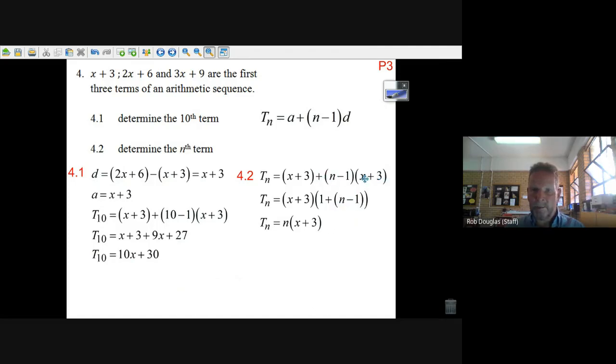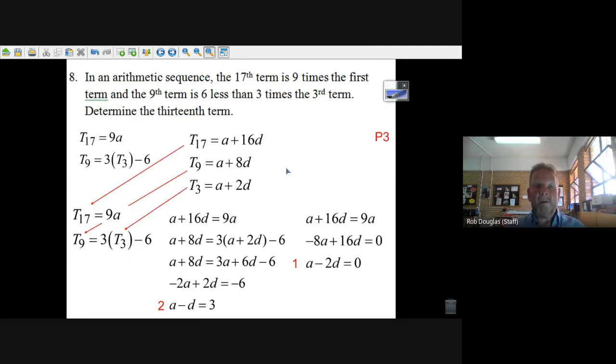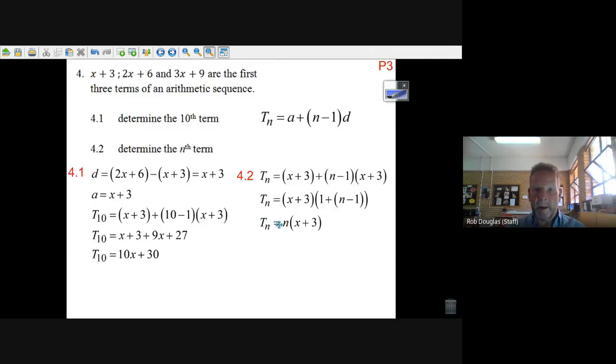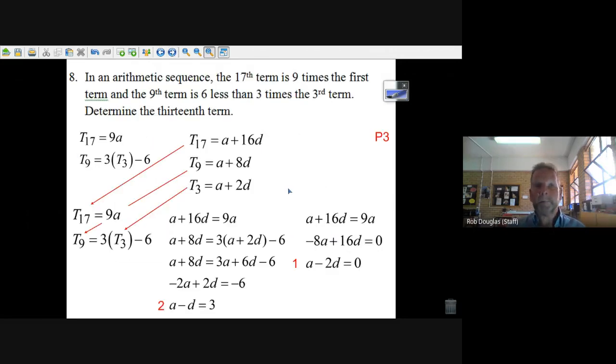Now, x plus 3 times n minus 1 goes here. Now, here's the nice part. 1 minus 1 leaves, and you're just left with an n. So the nth term is n times x plus 3. Okay, now here's a more challenging question. Anyways, the nth term is n times x plus 3. I went through that sort of quickly, but anyway, here we go.